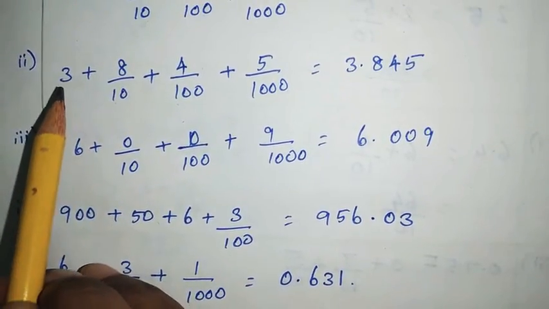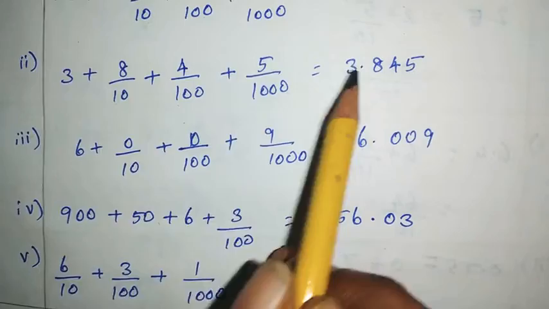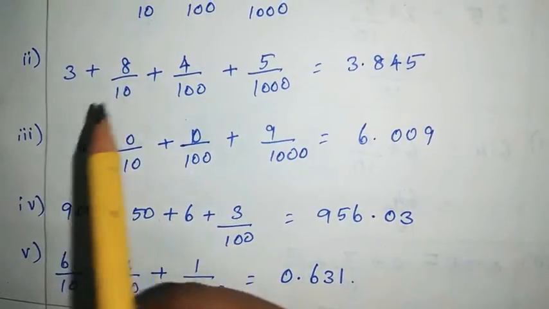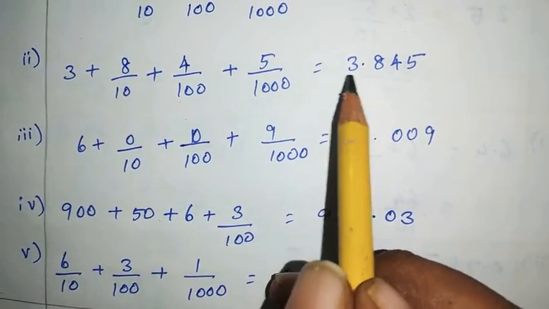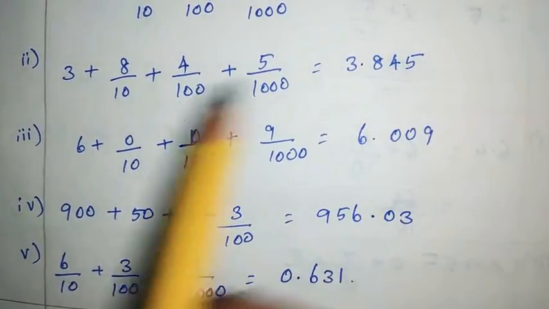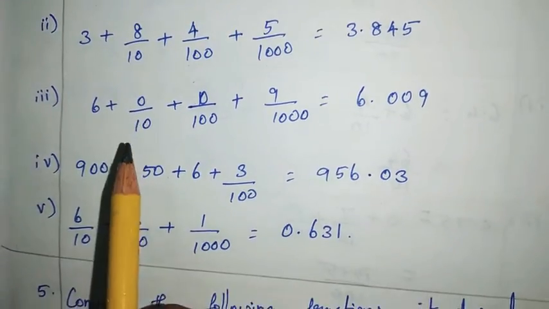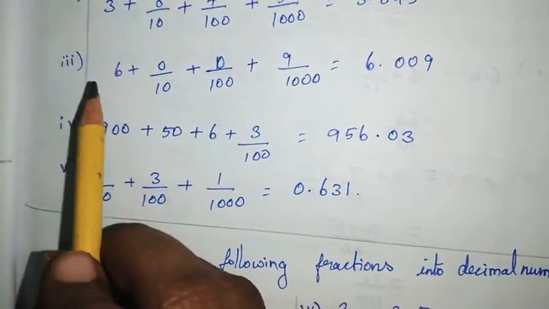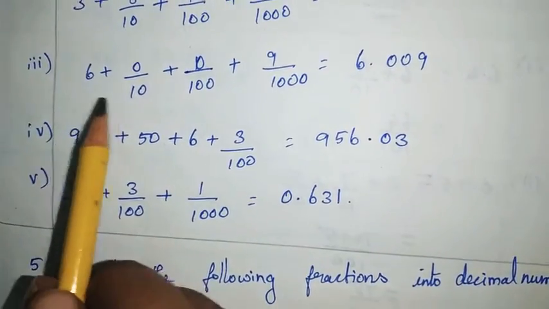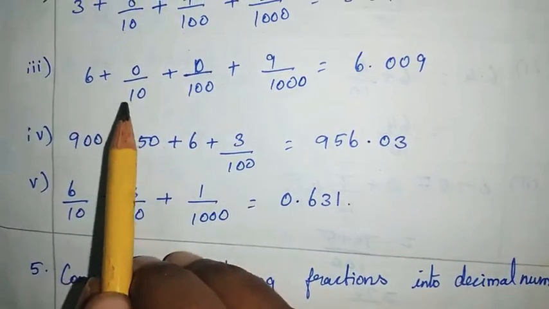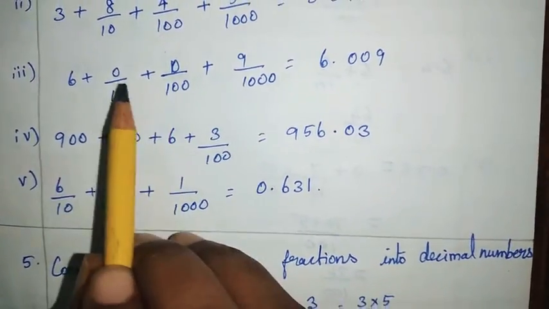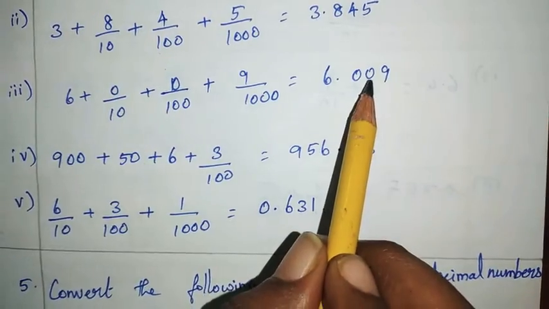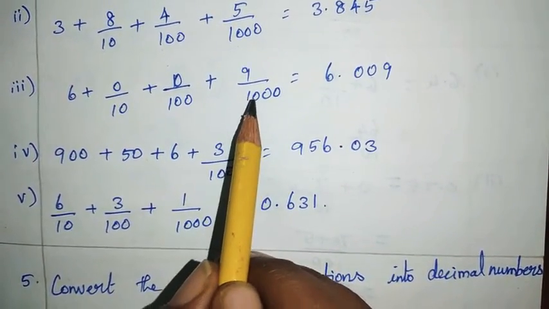Here also the whole number is 3. Therefore, 3 point. Next, again we have the 10th, 100th and 1000th values. So, we can write the decimal number as 3.845. Third sum: 6 plus 0 by 10 plus 0 by 100 plus 9 by 1000. Here also we have only one whole number, that is 6. Therefore, 6 point. In the 10th and the 100th place, we have a numerator of 0. So, we write 0, 0 and the 9 is in the 1000th place.